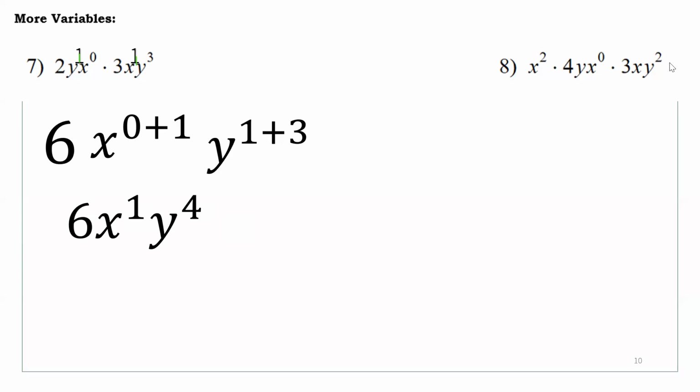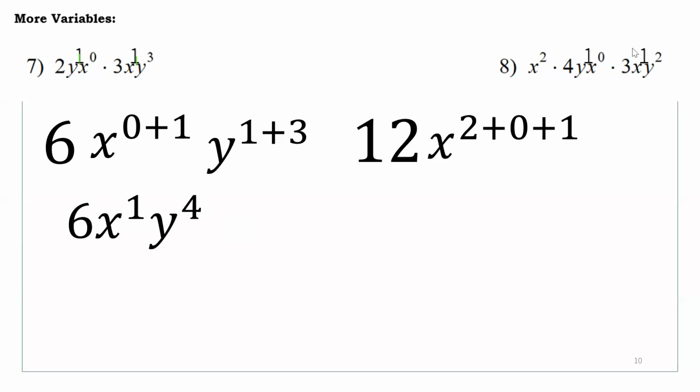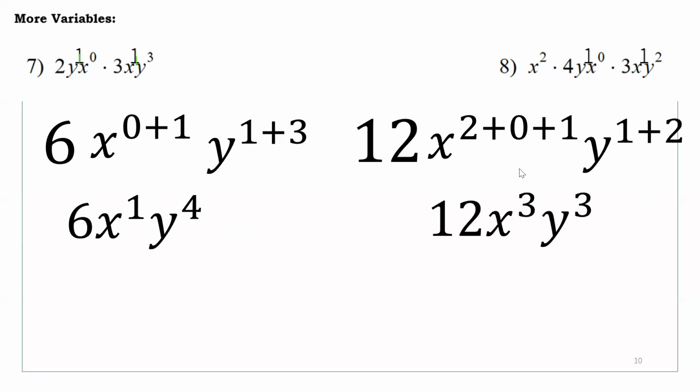8, again, I got more things going on. Just add 1 to your exponents. Okay, we need a 1 on this y. We need a 1 on that x. 4 times 3 is 12. X squared, x to the 0, x to the 1. So 2 plus 0 plus 1. Y1, y2, so that's 1 plus 2. 2 plus 0 plus 1 is 3. 1 plus 2 is 3. So the final answer on that is 12 x to the third, y to the third.